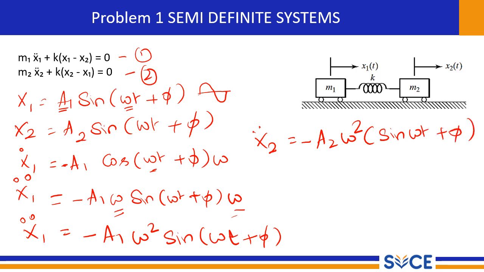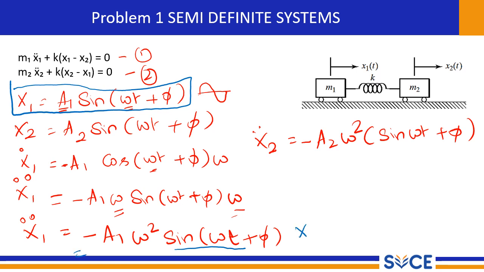We have to see that x1 equals a1 sine (omega t plus phi). Same thing here, a1 sine (omega t plus phi) is going to be x1. So then what will happen? x1 double dot equals minus omega square times x1. Since it is going to be the same, x2 double dot equals minus omega square times x2.